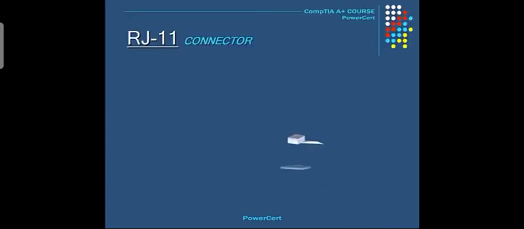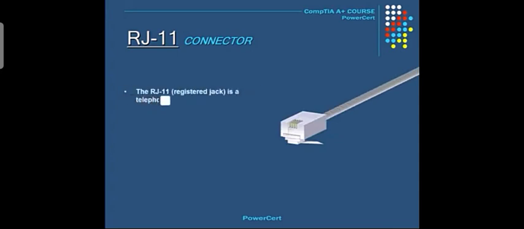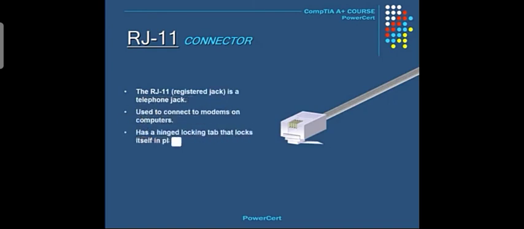Now this is the RJ11 connector, and RJ stands for Register Jack. And this is a 4-wire connector used mainly to connect telephone equipment. But as far as networking, the RJ11 is used to connect computers to local area networks through the computer's modem. The RJ11 locks itself into place by a hinged locking tab, and it resembles the RJ45, but it's a little bit smaller.